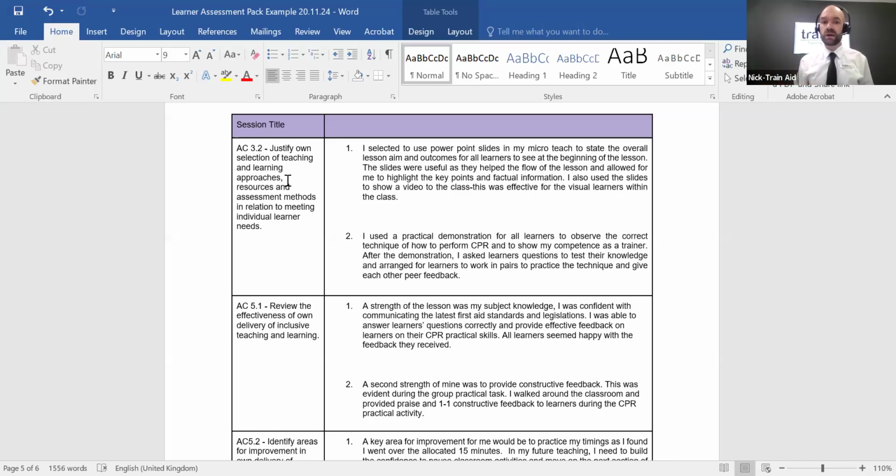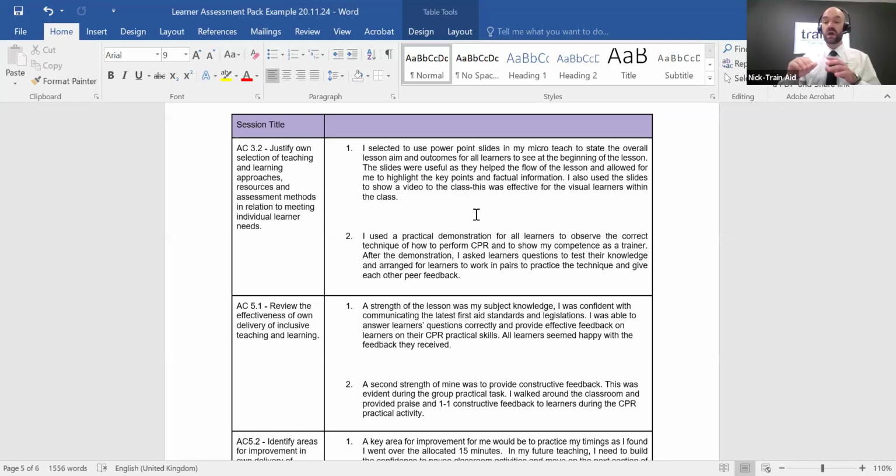So I'm just going to read you my response here to the question, and hopefully it should give you some further clarity on how to construct this answer. So I've gone for two things that I used within my micro teach. I used PowerPoint slides. So I selected to use PowerPoint slides in my micro teach to state my overall lesson aim and objectives for all learners to see at the beginning of the lesson. So I'm justifying why I use PowerPoint.